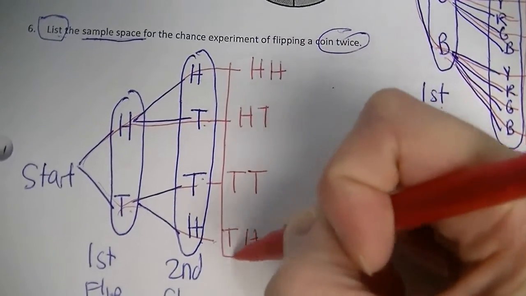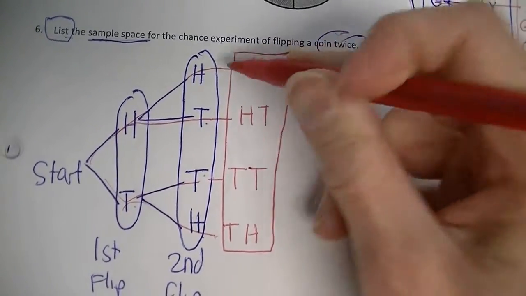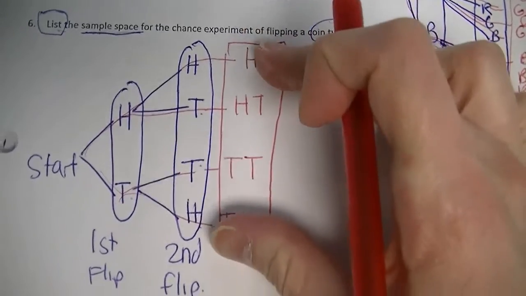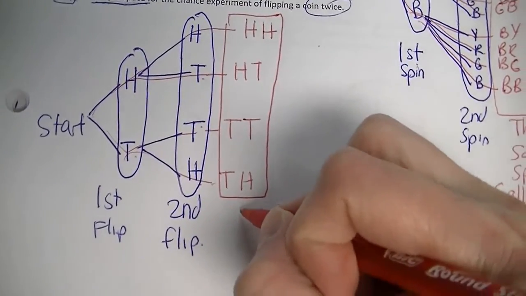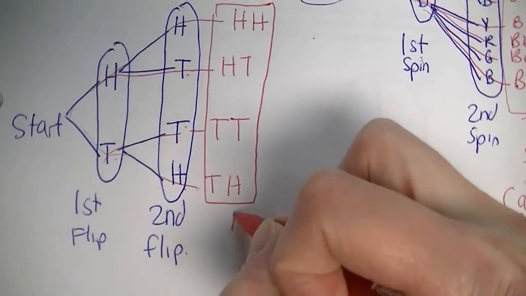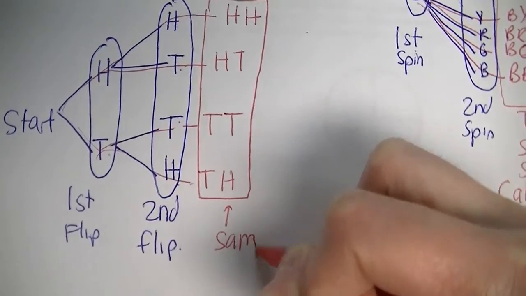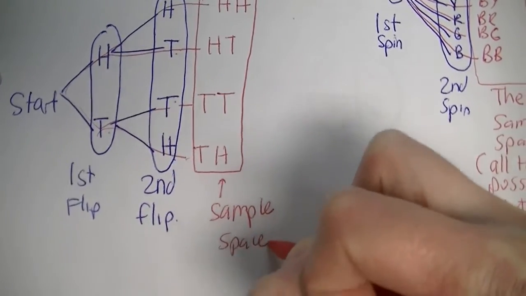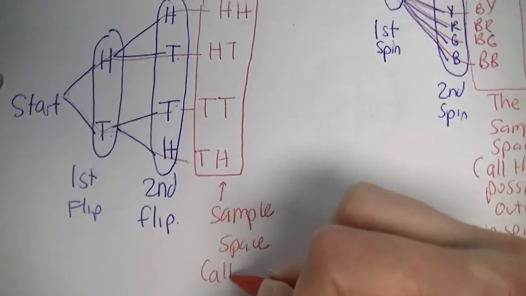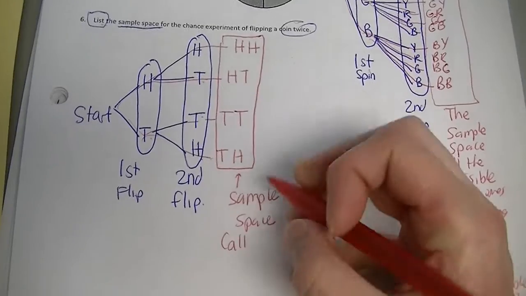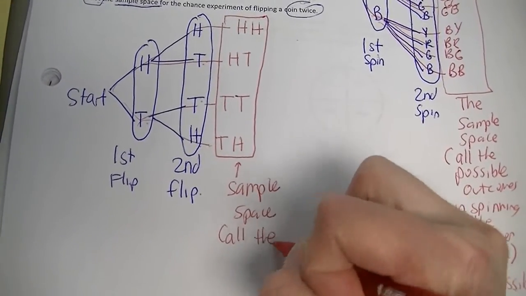Now this, and you'll see I designated a different color for it because it's not the same as flipping. This is the sample space, okay? This is all the possible outcomes. It's all the possible outcomes for flipping a coin 2 times.